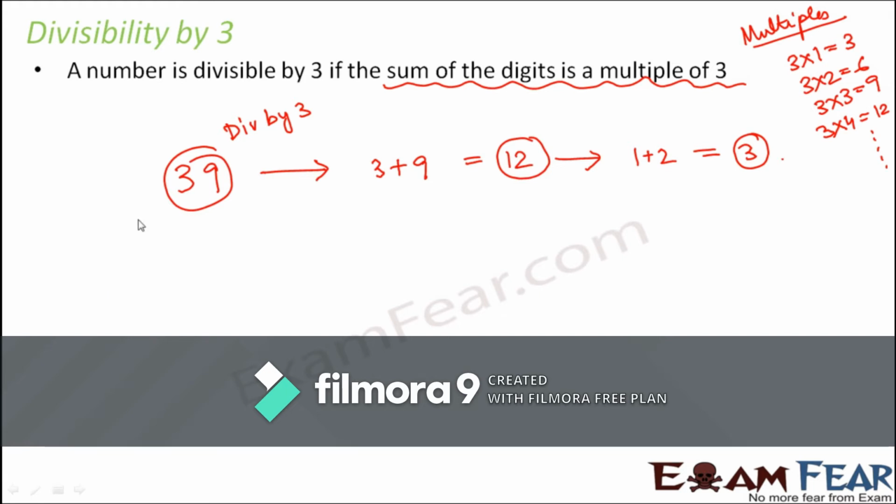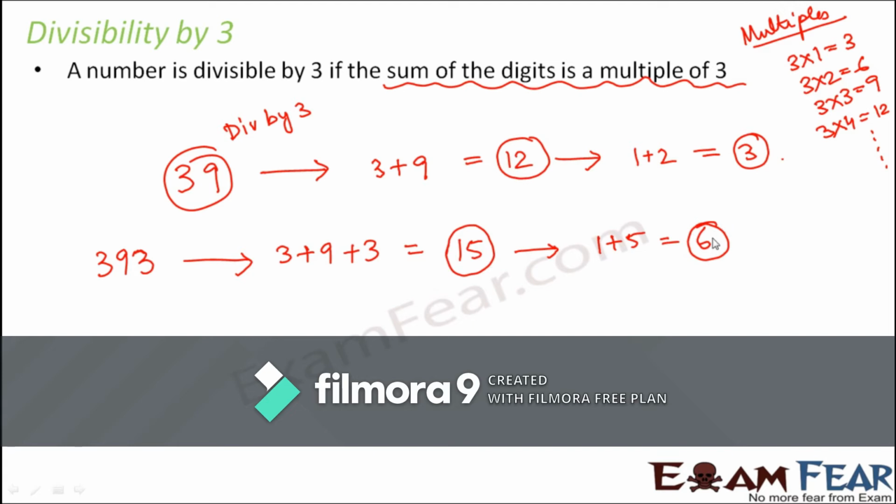Let's now take a slightly bigger number. Let's take a 3-digit number like 393. In this case, when you add the digits, it is 3 plus 9 plus 3, which is 15. Now 15 again is divisible by 3. Even if you sum the digits of 15, what do you get? 1 plus 5, which is 6. 6 is also a multiple of 3. Therefore 393 is also divisible by 3.